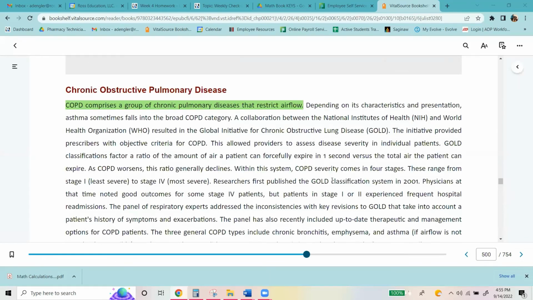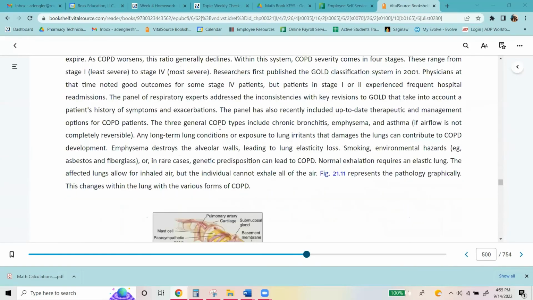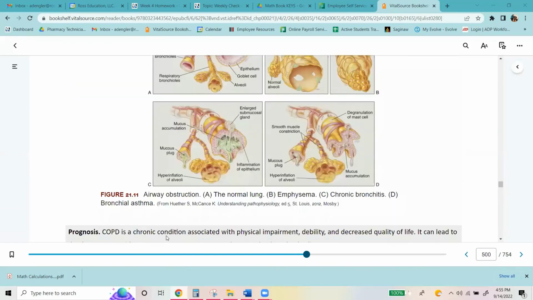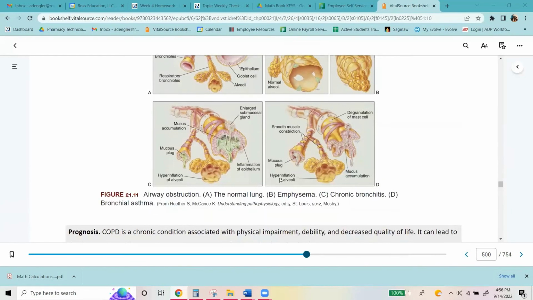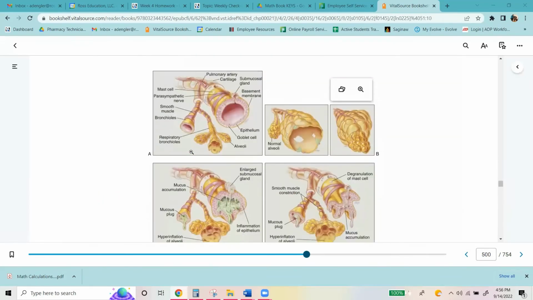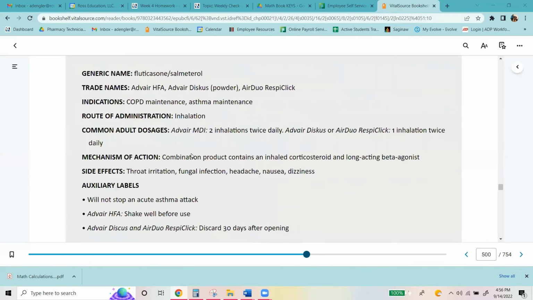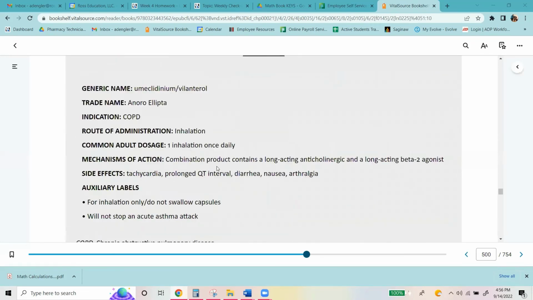COPD comprises a group of chronic pulmonary diseases that restrict airflow. And 21.1 is just a figure of airway obstruction. A is the normal lung, B is with emphysema, C is with chronic bronchitis, and D is bronchial asthma. So you can see all the differences. I'm just listing more of the medications we talked about previously.